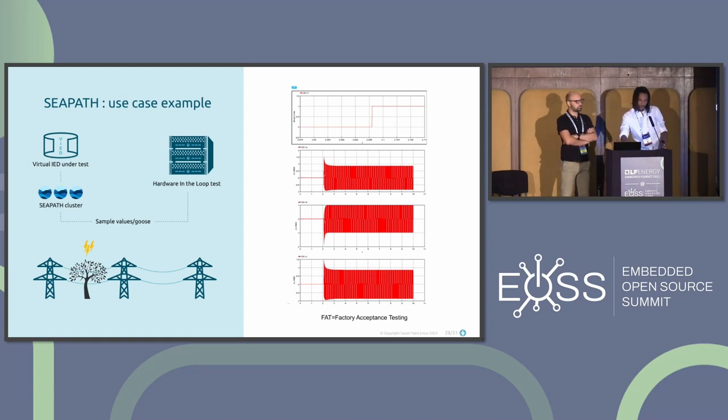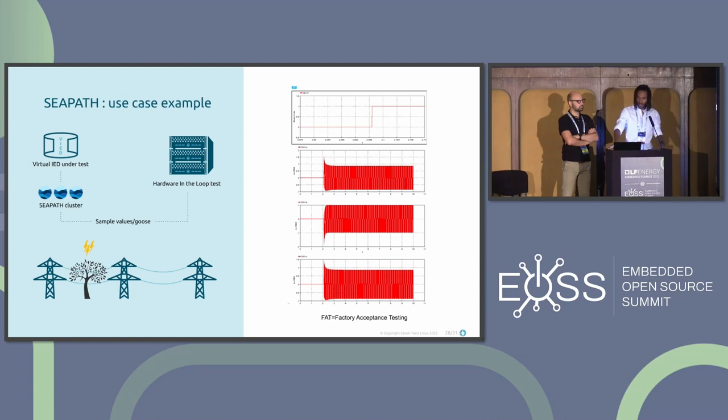And then, you see the picture with the tree. Basically, we can simulate a fault. For example, in this case, it's a tree that will touch the line, and then we have to stop the power. And for the virtual IED, it will be like it is in a real environment, in real time. Just to give you an idea, the hardware in the loop time cycle is around 10 microseconds.